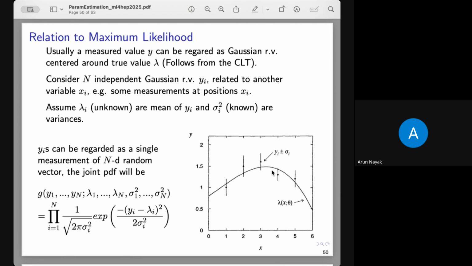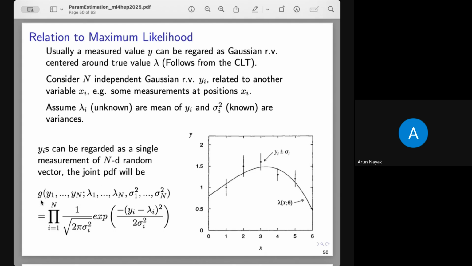So in that case, we can write a joint probability, which is the probability of obtaining, say, y1 up to yn, given the means lambda 1 to lambda n, which are unknown, and the variances sigma 1 squared to sigma n squared, which are known, equal to the squares of their errors. But the lambda i's are not known. That means the exact mean of this distribution is not known. That's what we want to find.